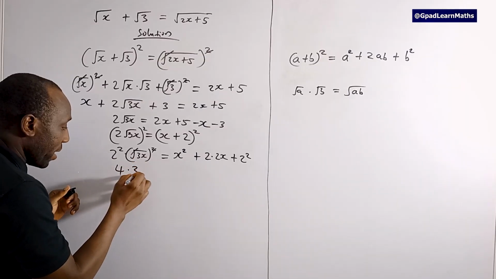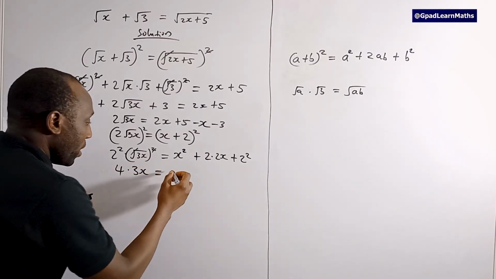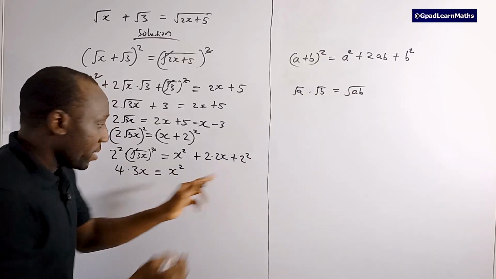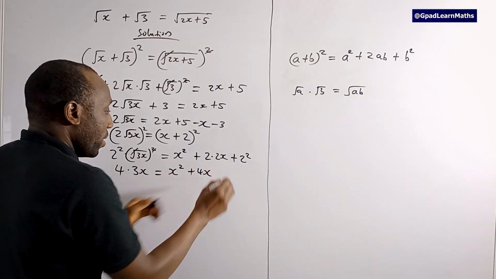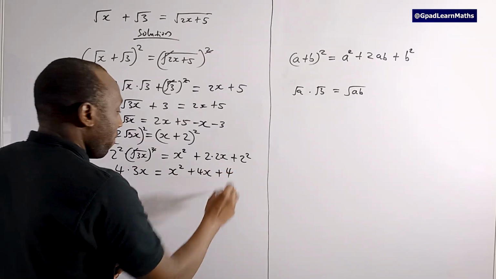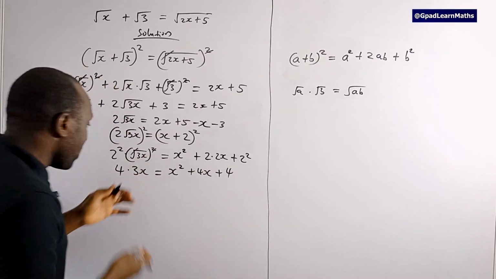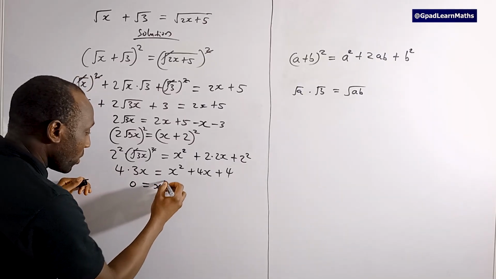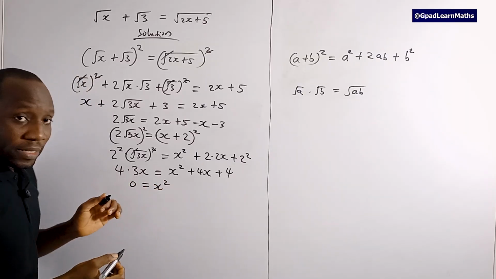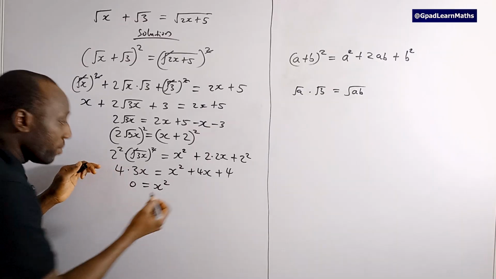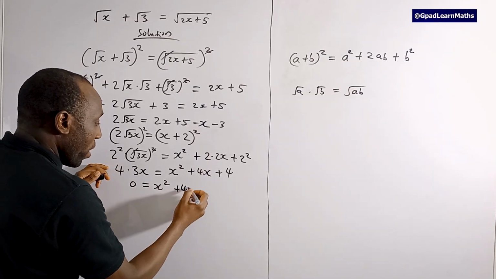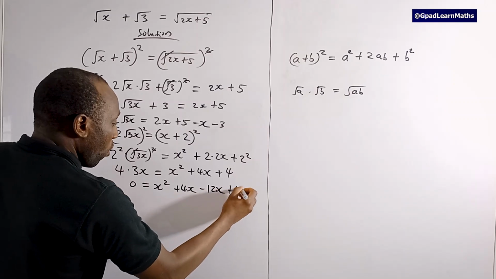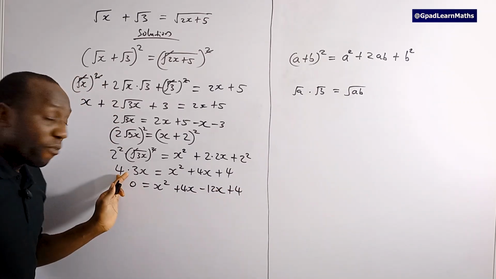I have 3x, which is equal to x squared, 2 times 2x is 4x. And 2 squared is what? 4. If you rearrange everything, let's move all this to the other side. You're going to have 0 is equal to x squared. 4 times 3x is what? 12x. Let's have that in mind. So that's plus 4x. Move this over, you have minus what? 12x, then plus 4. This 12x is coming from 4 times 3x.